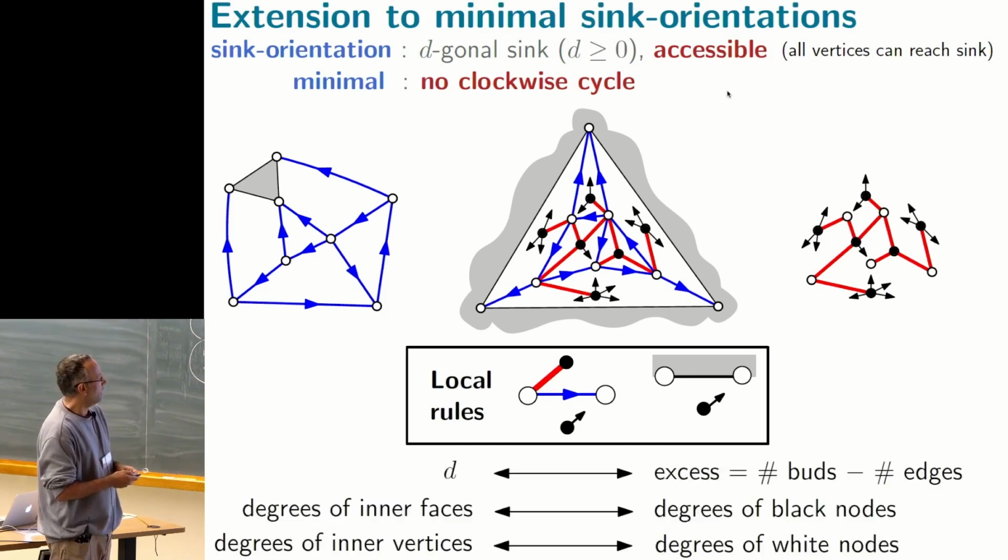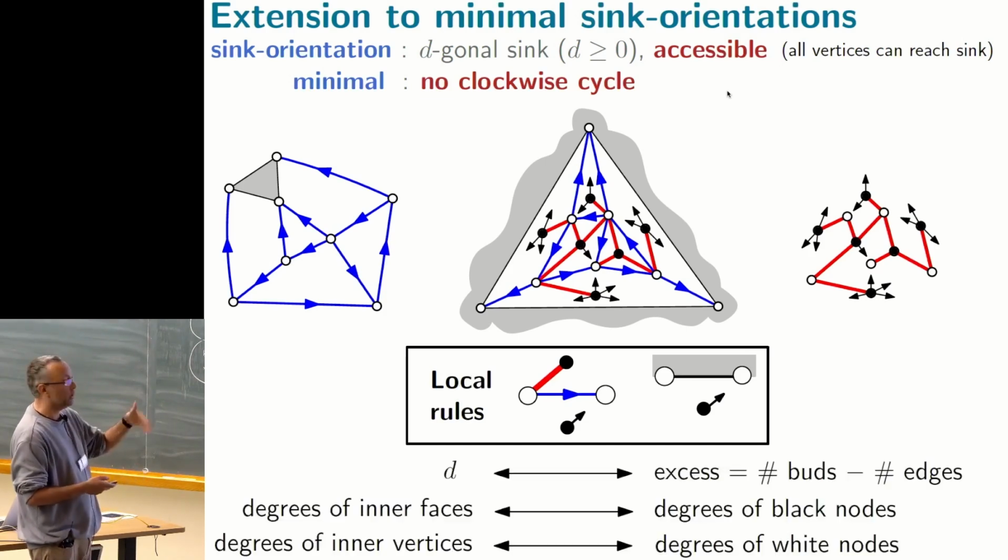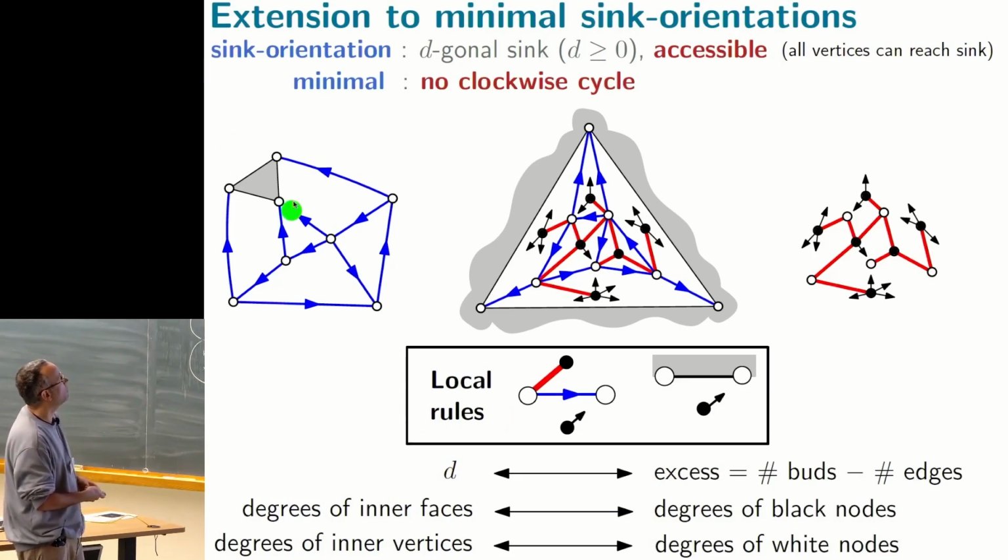And we have some correspondence which we can use to specialize the bijection. The length of the sink, so the digone, corresponds to an excess parameter, which is the number of buds minus the number of edges. The degrees of the interfaces translate to degrees of black nodes in the mobile, and the degrees of interfaces translate to degrees of white nodes here. So it's quite a simple correspondence. And in the specialization, this will be no problem, it will be redundant with the other conditions, so I will not go back to this.